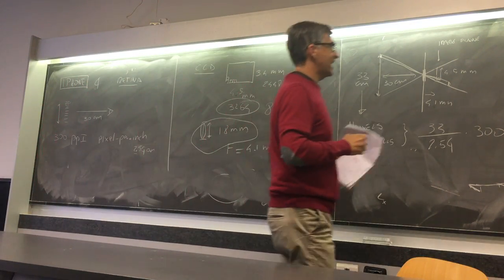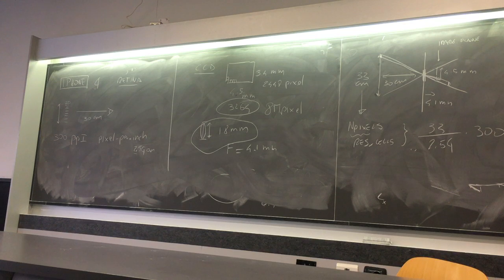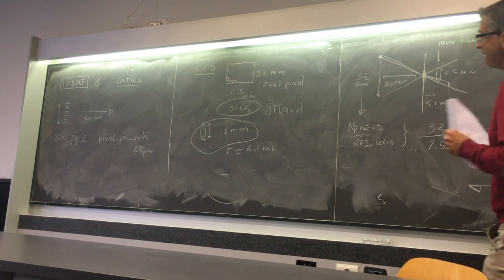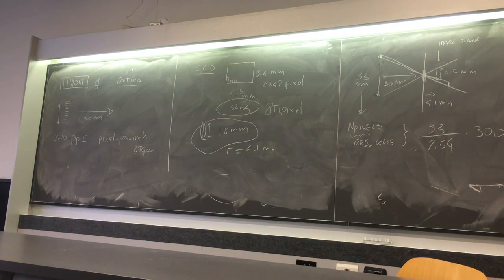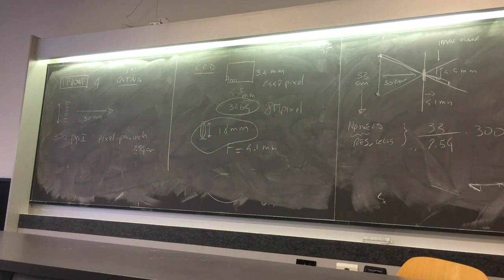So if you have this length, then the angular resolution is again lambda divided by 1.8 10 minus 3, because millimeter, lambda divided by L, and this is the angular resolution, okay? And what is this lambda? Well, lambda is between 400 nanometer and 700 nanometer, okay?